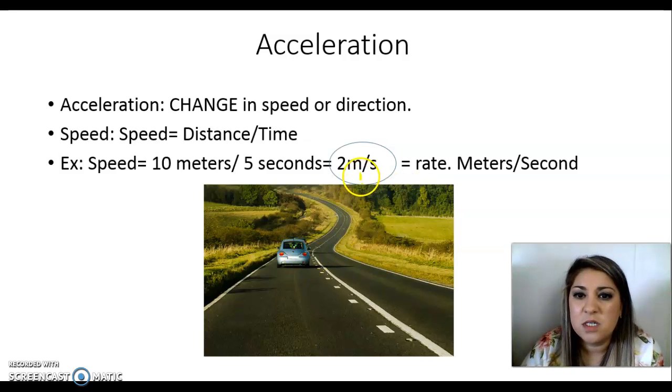Okay? This 2 meters per second is the same thing as a rate. Our meters per second here is the rate. So in order to calculate speed, we're going to divide our distance by time. That gives us our speed. And then our rate is what we're measuring. We're measuring meters by seconds. A lot of times we're more familiar with miles per hour here in America, but remember that all over the world they use different rates than what we do here. We have meters per second, kilometers per hour, but here we're just working with meters per second in this example.